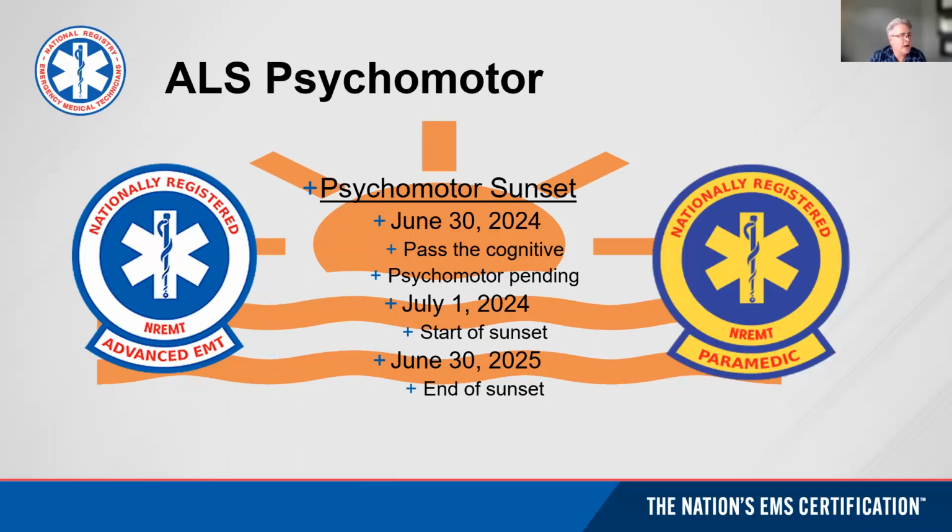But if they have a cognitive pass on July 30th, 2024, they will have 1 year to complete the psychomotor process. And so after that particular date, National Registry will no longer support the ALS psychomotor examination at the AEMT or the paramedic level. That will be picked up with the performance examination, which is measuring those concepts of clinical judgment, leadership, and communication.